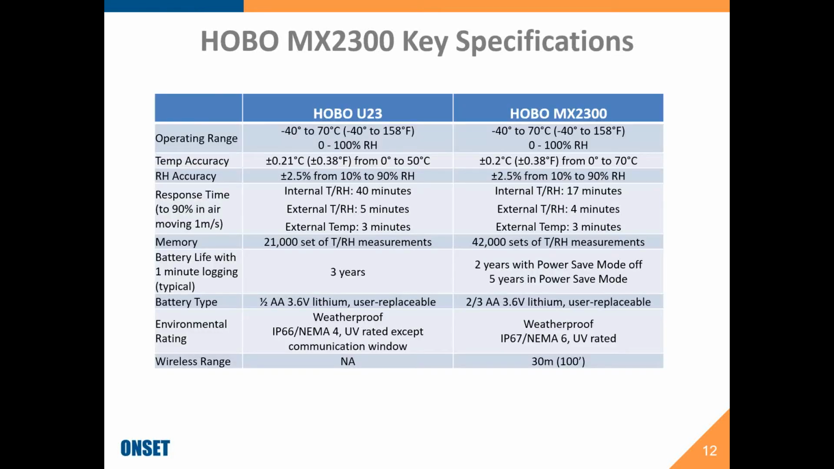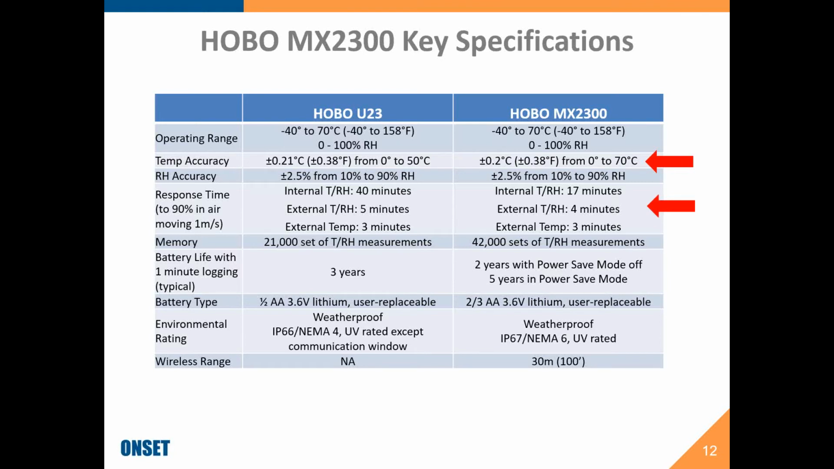So here's some of the key specs. I know there's a lot of detail here, so let me kind of walk you through it. And you'll see that I'm actually comparing the specifications here to the HOBO U23s, which many of you are familiar with. And you can see the temperature accuracy is very similar, basically 0.2 degrees Celsius accuracy. And in this case, for the MX2300s, we spec that accuracy over a wider temperature range, all the way up to 70 degrees Celsius. The RH accuracy is pretty much the same.